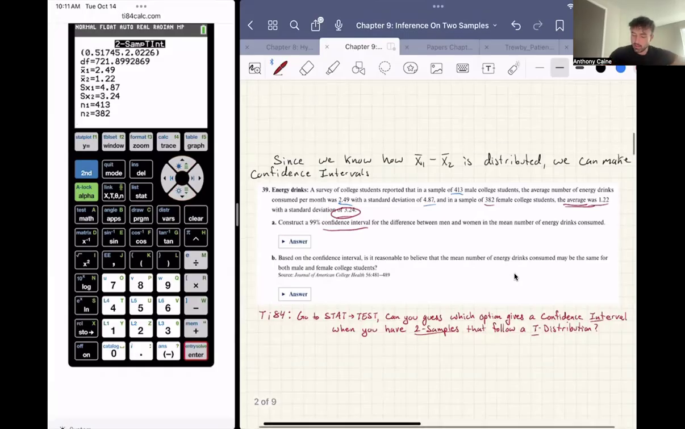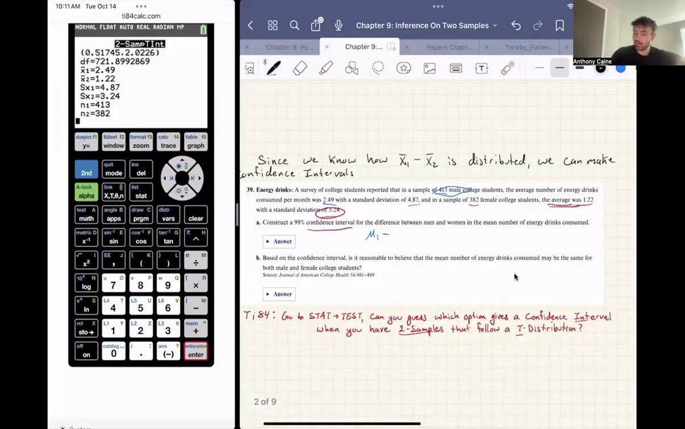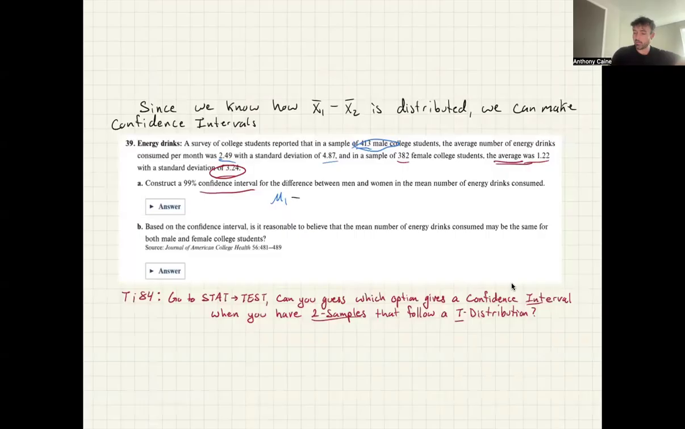So what this is saying is, so my mu1, maybe I should color code it. The first values that I entered were for the male college students. So mu1, this is how many energy drinks they drink on average in a day, I think, or was it in a week, consumed per month? Oh, all right, fine, per month. Minus, and then my mu2, can I get this? I gotta just move that over, fine.